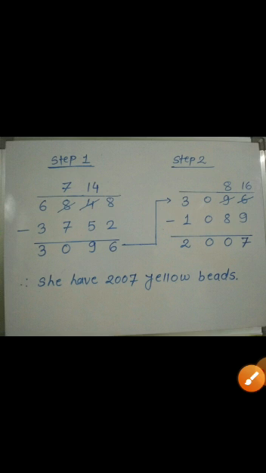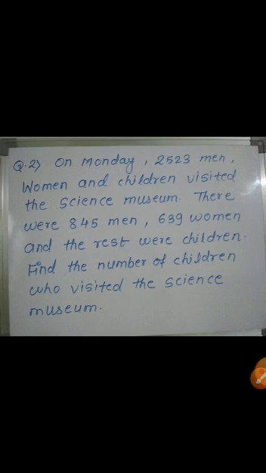Now let's move to the second question of exercise 2.6. I am reading the question now. On Monday, 2523 men, women and children visited the Science Museum. There were 845 men, 639 women and the rest were children. Find the number of children who visited the Science Museum.